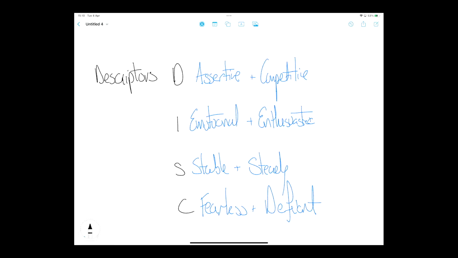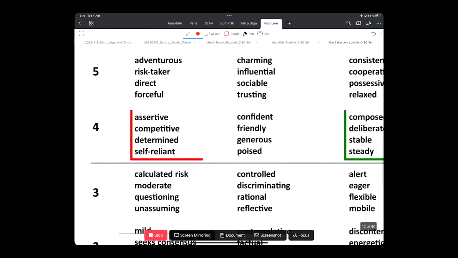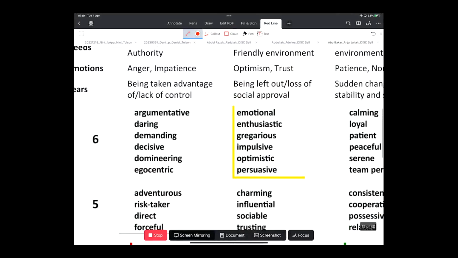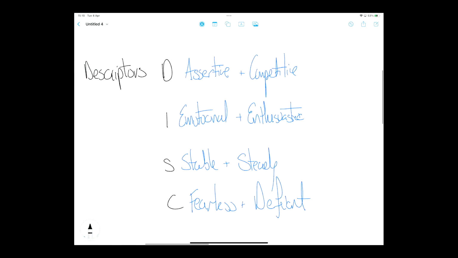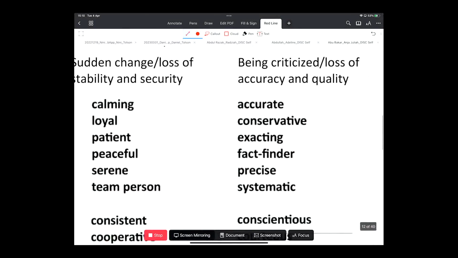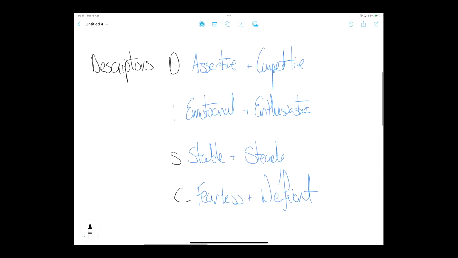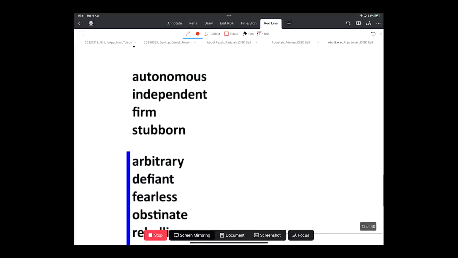So as I mentioned, I've had a look at the descriptive words. The descriptive words for the D style here, I've chosen as assertive and competitive. Can you see that there? For the I style, I've chosen emotional and enthusiastic. For the S style, I've chosen stable and steady. You can see those there. And for the C style, I've chosen fearless and defiant. And you can see those descriptive words.